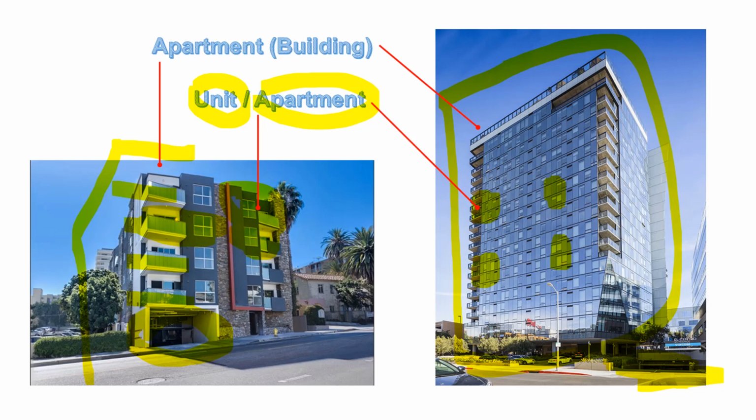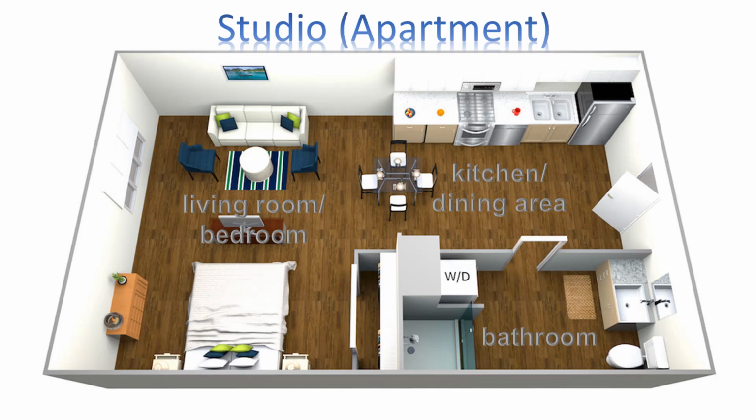Now, some apartment buildings have different types of units or apartments within them. For example, this tall apartment building here may have studio apartments, 1 bedroom apartments, 2 bedroom apartments, and 3 bedroom apartments. This one here may have only 2 bedroom apartments or units. So I just want to show you what a typical studio apartment, a 1 bedroom apartment, and a 2 bedroom apartment looks like today. Okay, so let's take a look at the studio apartment, also known as just a studio.